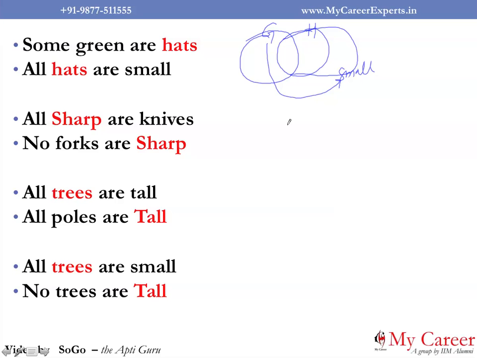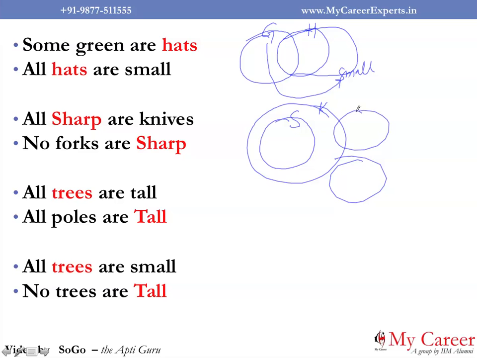All sharp are knives. This is sharp, this is knife. No fork is sharp. So fork can be here, fork can be here, fork can be here, because we don't have any relation with fork and sharp. So we will say some sharp is not fork.